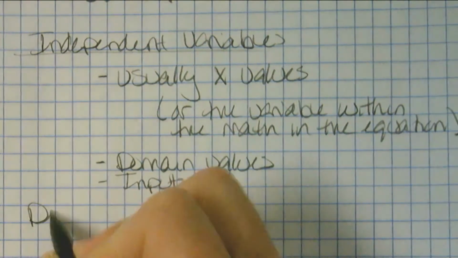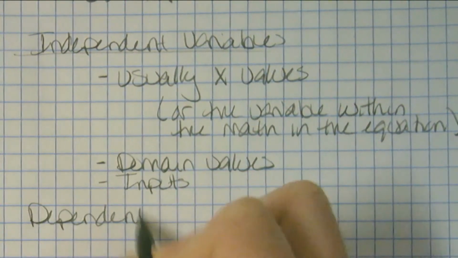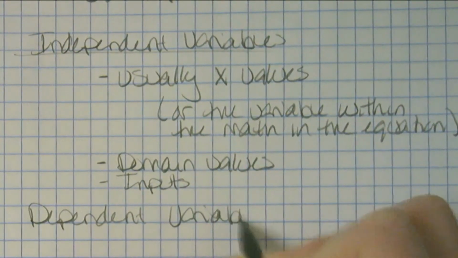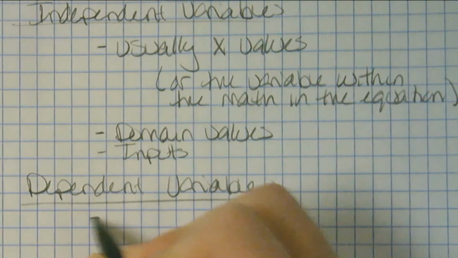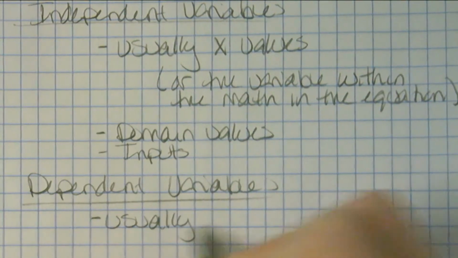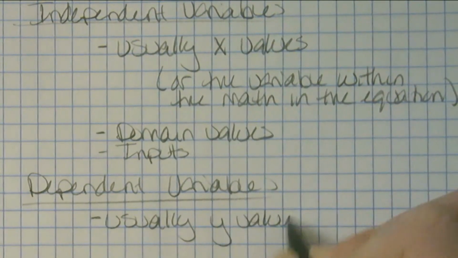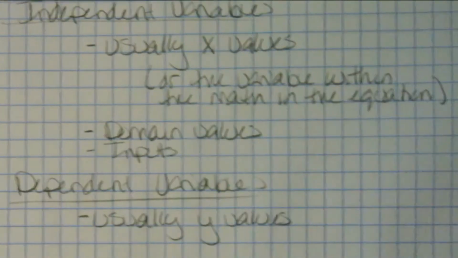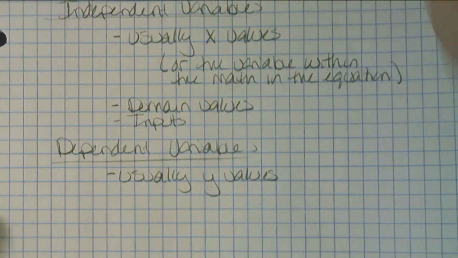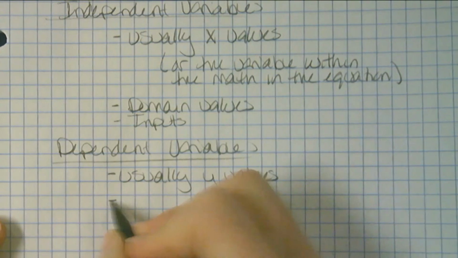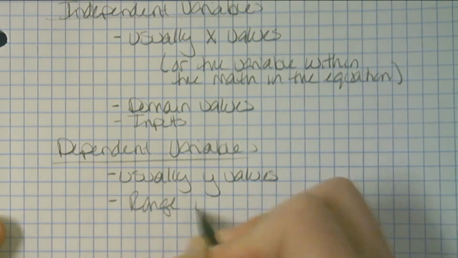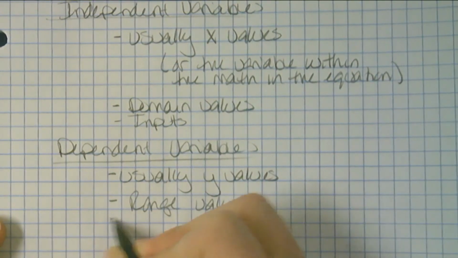All right, so we talk about our dependent variable. Those are usually our y's. Usually the y values. These are our range values or our outputs.